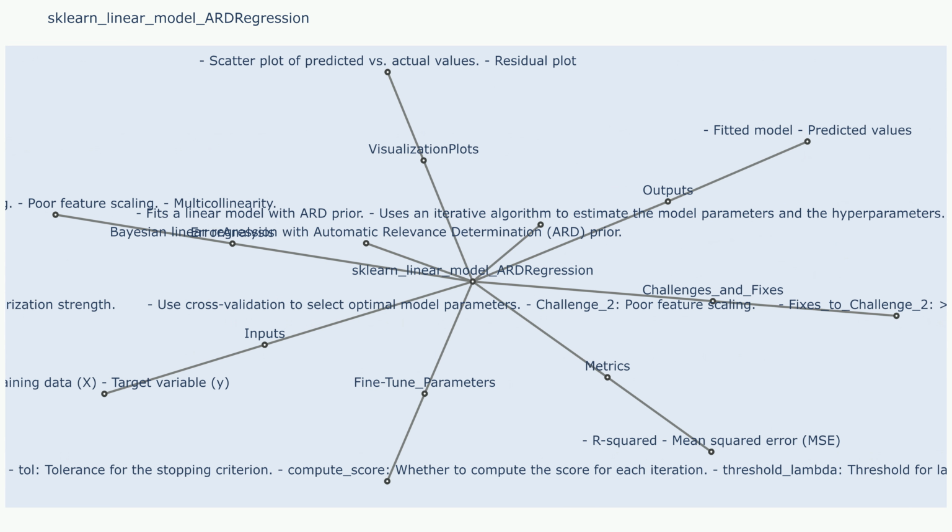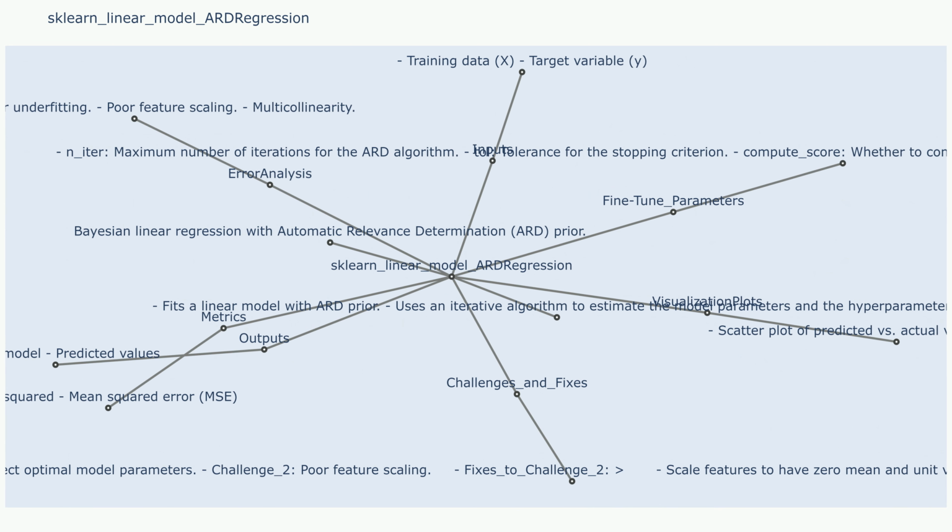Challenge 2. Overfitting. ARD regression, like other Bayesian models, can overfit the data if the prior distribution is too weak or the training data is noisy. Sample use case. Training a model on a small dataset with high levels of noise may lead to overfitting, where the model learns the specific noise patterns rather than the underlying relationships in the data.